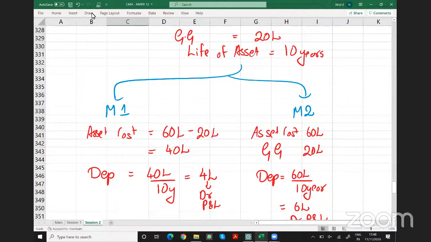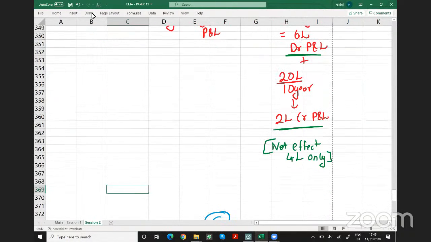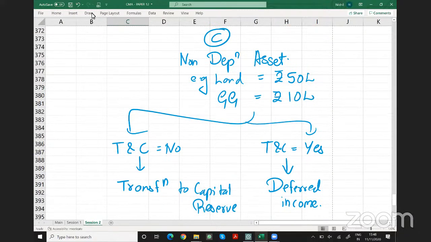And the third part is in case of a non-depreciable asset. In case of a non-depreciable asset, the question which we should ask is, are there any terms and conditions attached? If yes, you should treat it as a deferred income. If no, credit your capital reserve. So what do you mean by deferred income? This 10 lakhs should be deferred to your income, to your profit and loss account, in proportion to the expense which you will incur to satisfy those terms and conditions.